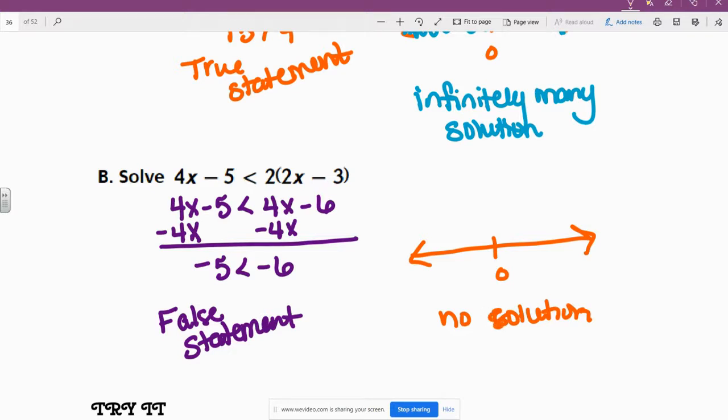To check it, if you put in 0, it should be false, because it shouldn't matter if I put 0 or 100 or 5,000 or a half. It shouldn't work no matter what I do. So the left side will never be less than the right side. So 4 times 0 minus 5 is less than 2 times (0 minus 3). 4 times 0 is 0, minus 5 is -5, is less than 0 minus 3, which is -3, times 2 is -6.